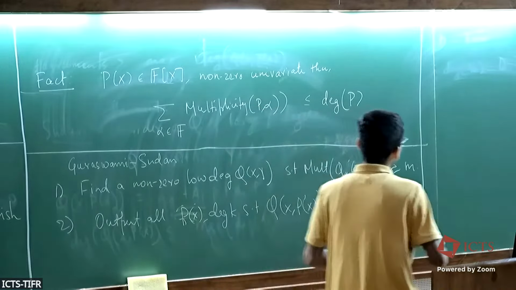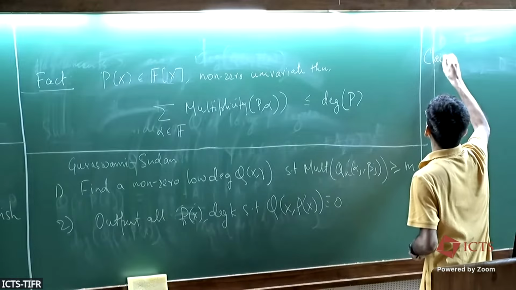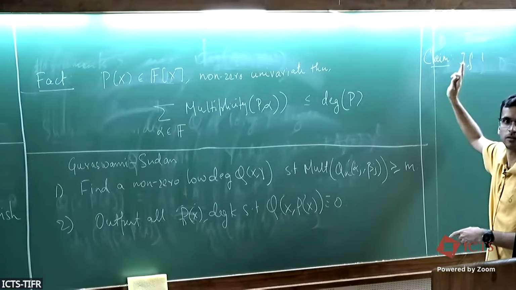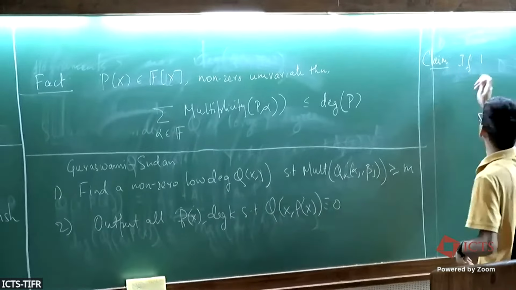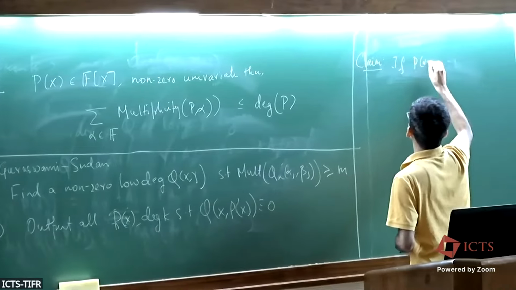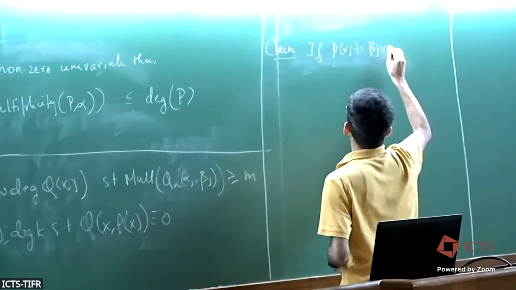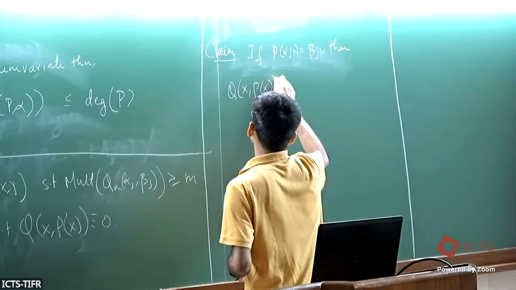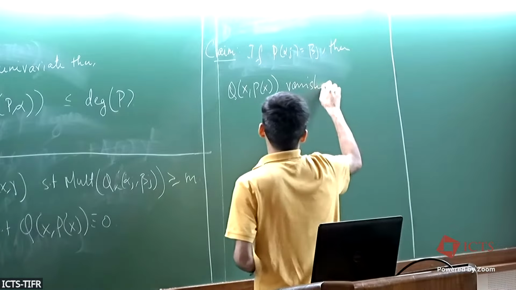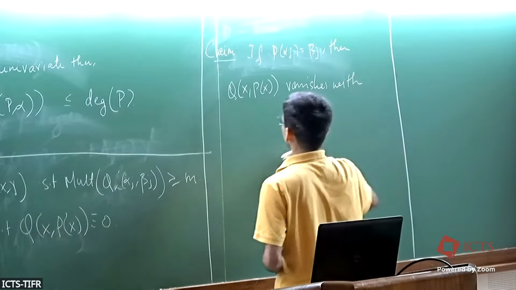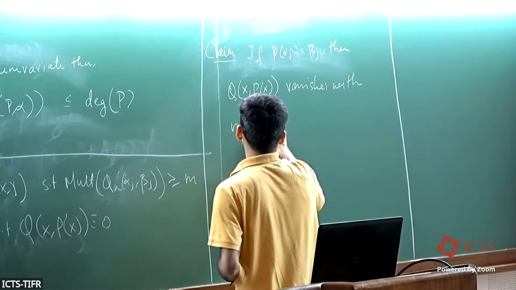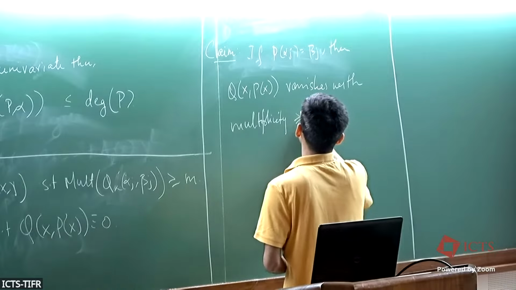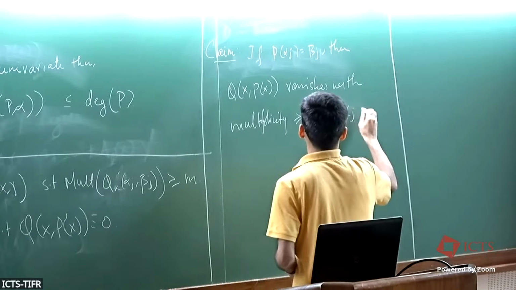And their main claim is that, if P of alpha j equals beta j, then Q of X comma P of X vanishes with multiplicity at least M at alpha j.